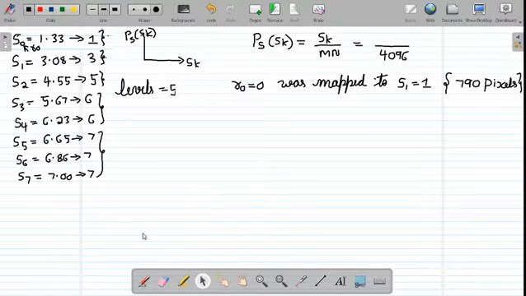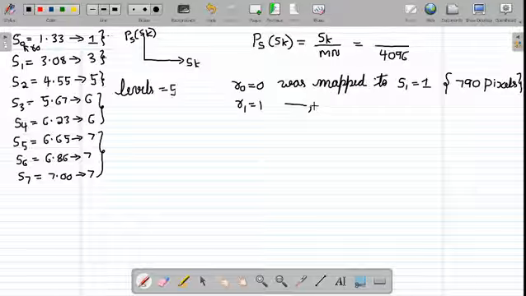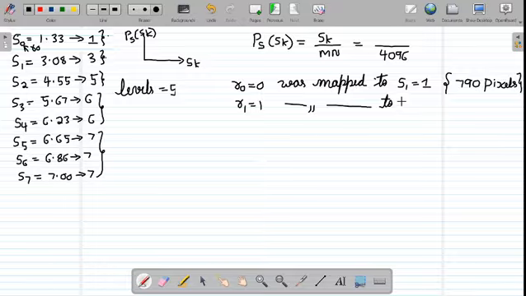let us consider R1. Let's consider R1, which is equal to 1. So that is, your R1 was mapped to 3. So R1 was mapped to 3.